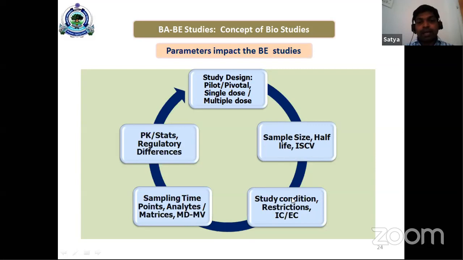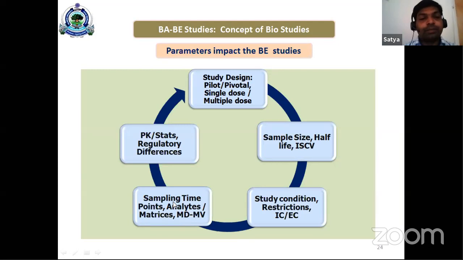Like study condition, whether the study needs to be conducted fasting or fed, study restrictions, inclusion and exclusion, who needs to be included and who should be excluded, and sampling time points. You need to cover Cmax, AUC, and Tmax, so you have to design your sampling time points in such a way to cover all of these. And what are the analytes to be measured? Some regulators say that if the parent is not measured, go for the metabolite. If the parent is there, then go for the parent only. Some drugs are measured in urine, some in plasma, mostly plasma. So you have to go through this information.